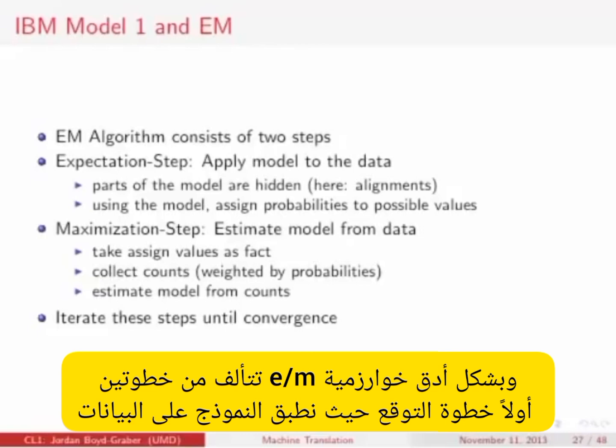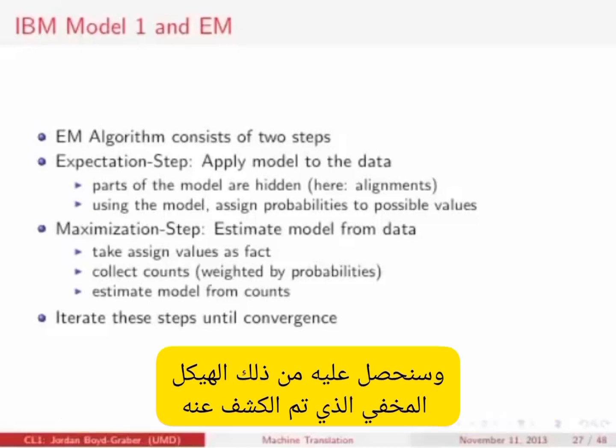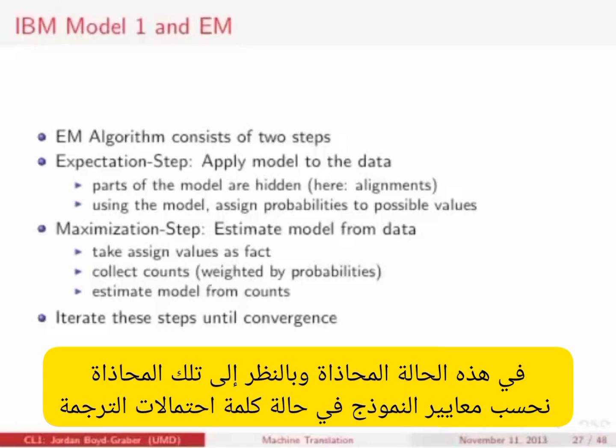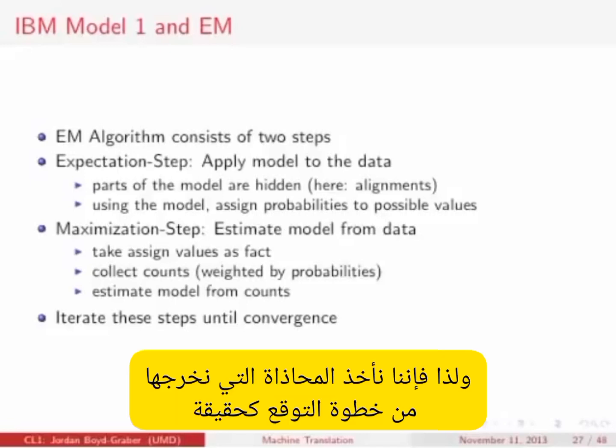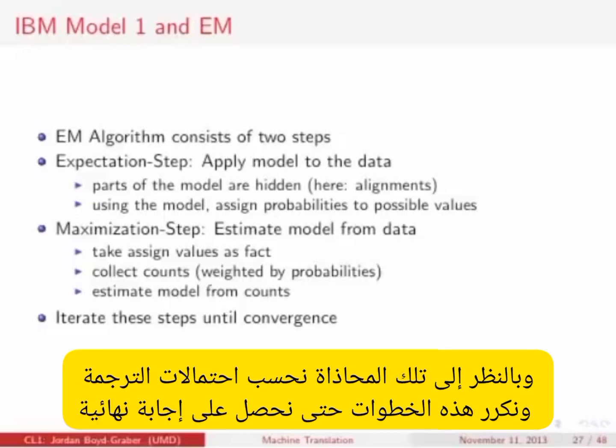Okay, so more concretely, the EM algorithm consists of 2 steps. First, the expectation step, where we apply the model to the data and we get out of that the revealed hidden structure, in this case, the alignments. And given those alignments, we compute the model parameters, in this case the word translation probabilities. We just take the alignments that we get out of the expectation step as truth, and given those alignments, we compute the translation probabilities. And we just repeat these steps until we get a final answer.